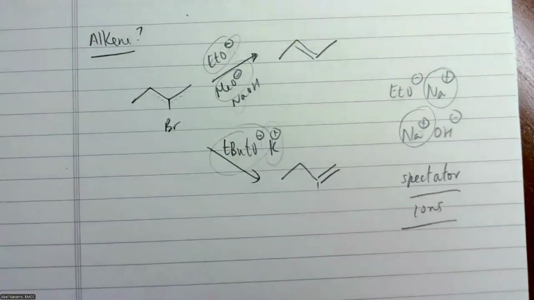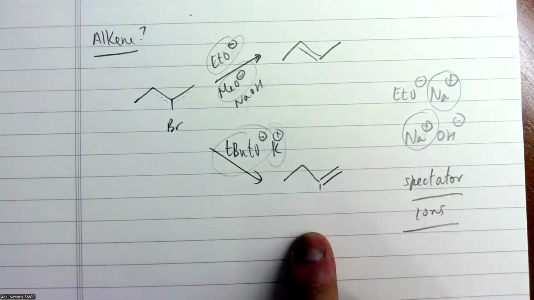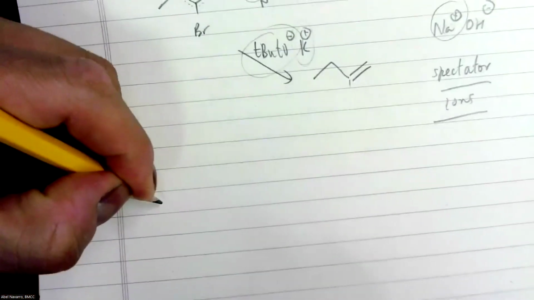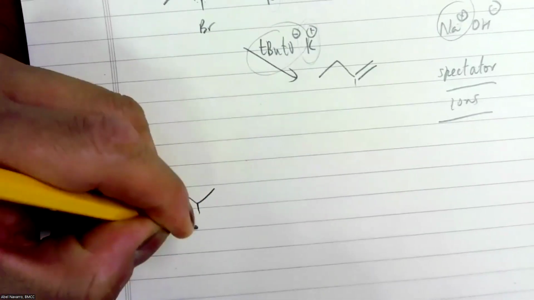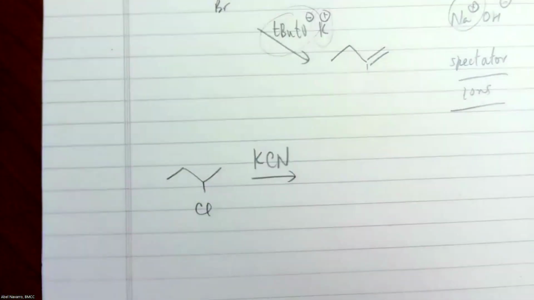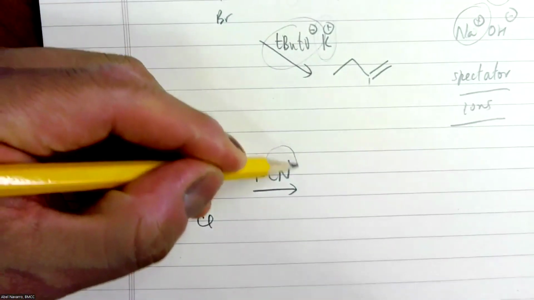Same thing, later on we will learn something called a Grignard reagent. Grignard reagent uses magnesium. Magnesium is also a spectator ion. Magnesium has no role in the skeleton of organic compounds. So being clear with that, for example, what if I put potassium cyanide? This is a substitution reaction. Which one is my nucleophile?